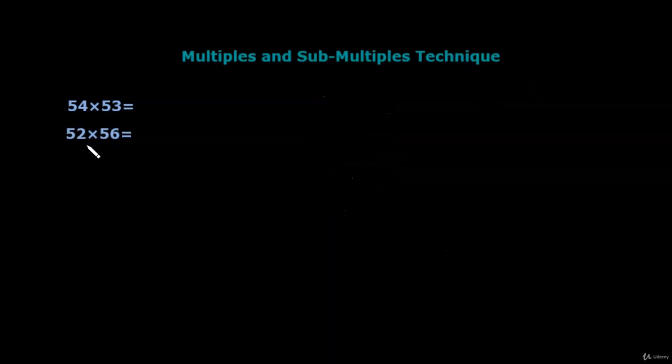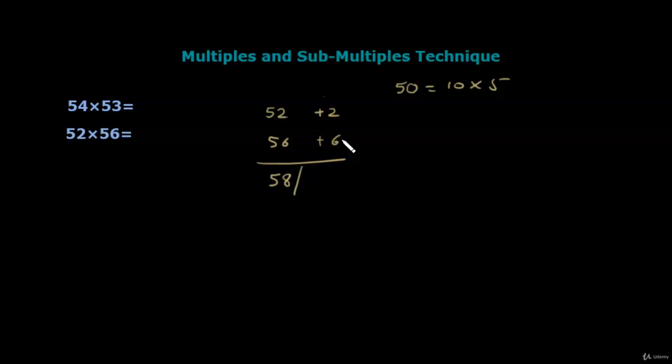Now we have to multiply 52 and 56. Again, the base is 50, which is 10 times 5 and 5 is submultiple. So we write 52 and this is 2 more than 50. We write 56, this is 6 more than 50. Now we can write first part of the number either by adding 2 to 56 or 6 to 52. Both ways we are getting 58. And second part is 2 times 6, that is 12. But again submultiple is involved, so we will multiply 58 by 5.